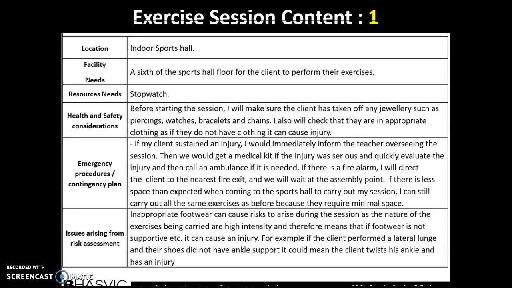So, issues arising from the risk assessment. Inappropriate footwear can cause risks to arise during the session, as the exercise is carried out at high intensity, and therefore if footwear is not supportive, it can cause an injury. For example, if the client performed a lateral lunge and their shoe did not have enough ankle support, it could mean the client twists an ankle and has an injury.